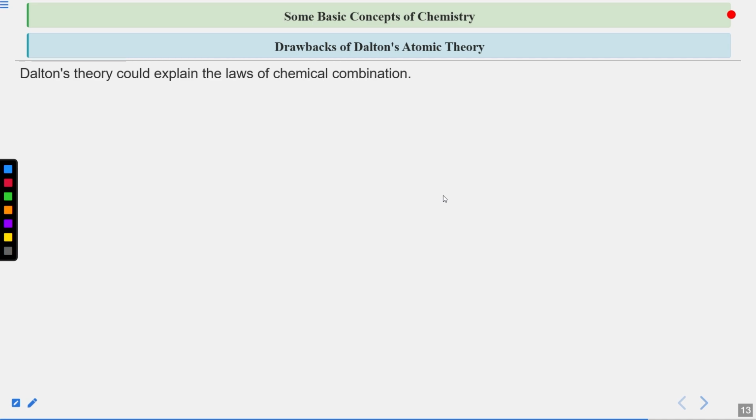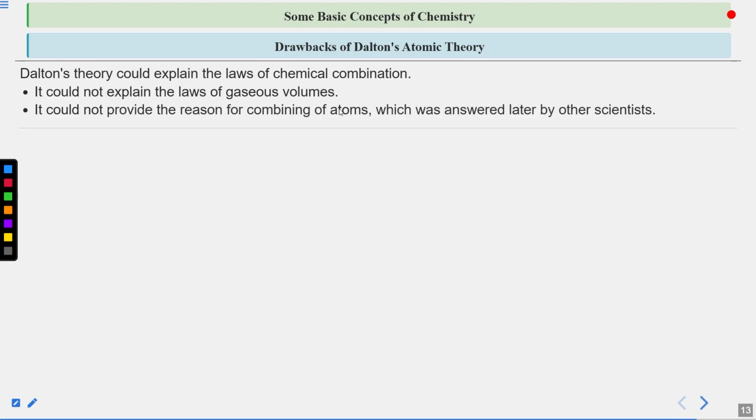So Dalton's theory, although it was reflecting some of the laws of chemical combination, as I said, not all of the laws were explained by Dalton's theory, and this was the major setback. For example, it could not explain the law of gaseous volumes, and he was not providing any reason for the combination. He said that the atoms would reorganize, but what was the driving factor for that? It was not given at all.